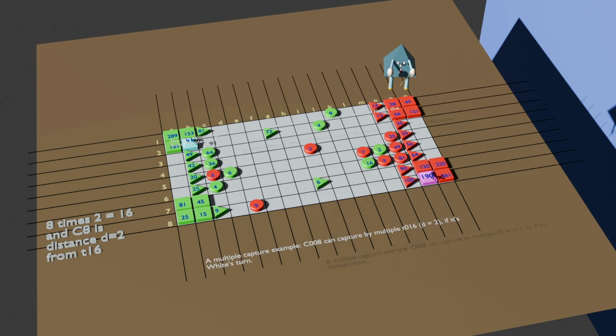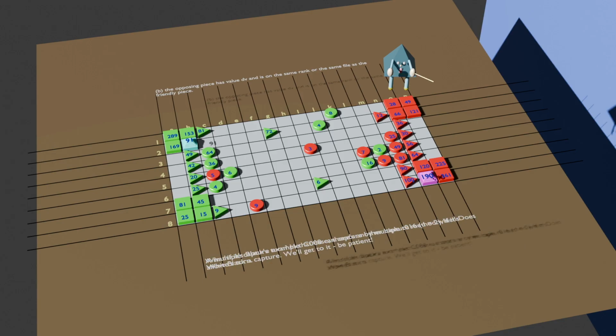A multiple capture example. The white circle C8 can capture by multiple the black triangle T16. D equals 2. If it's white's turn. What if it's black's turn? In that case, there's another capture method which does allow black a capture. We'll get to it, be patient.